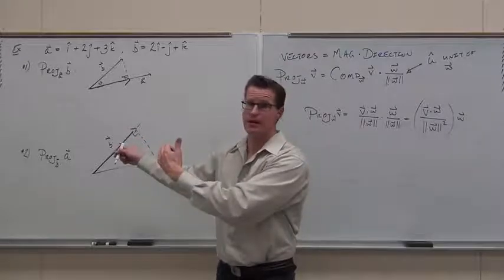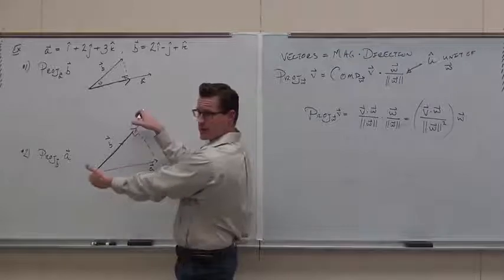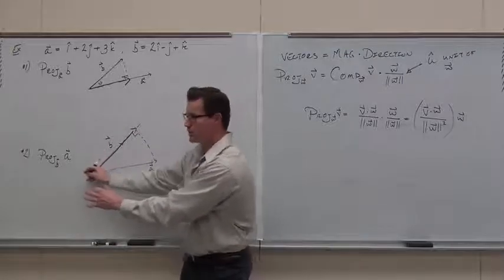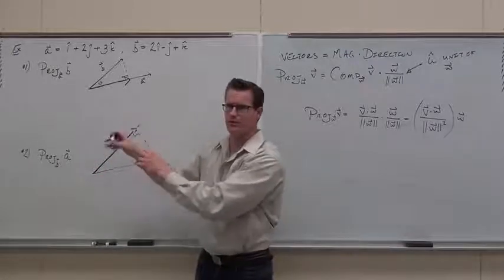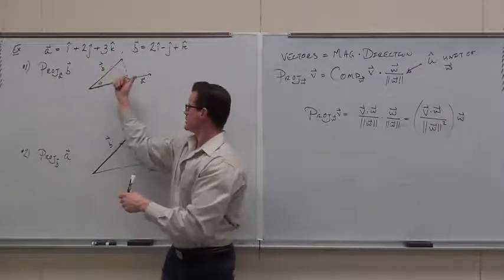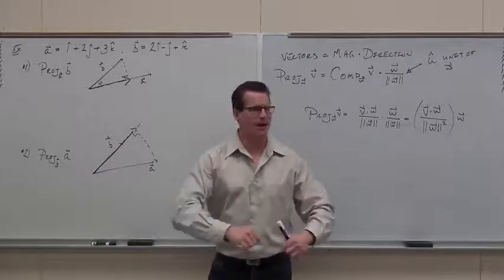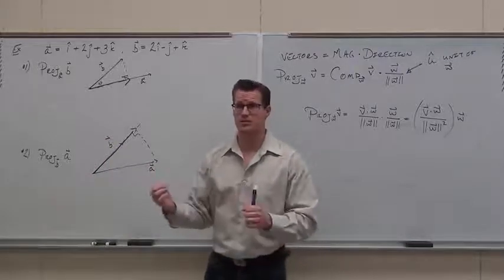Guys, it's honestly all about how much it is, component, times the direction you're headed, unit vector. This is headed along the A direction. This is headed along the B direction. They're going to be different vectors. They have to be different vectors. You guys see the difference between them.